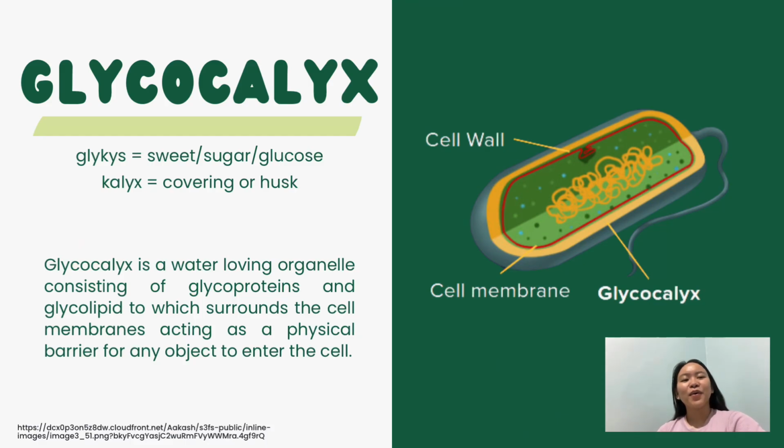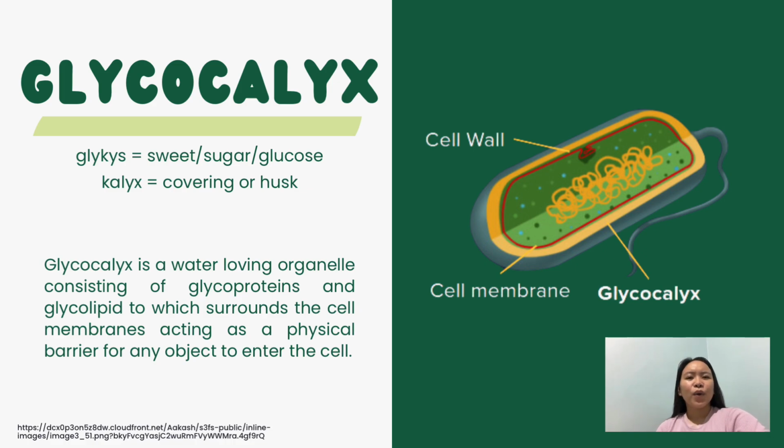Good day, everyone. We are here to talk about the glycocalyx organelle. First, let's break down glycocalyx. Glycocalyx, or glyx, means that it contains sweet, sugar, or glucose component. Next is calyx. In biology, calyx is the outermost covering of a flower pod. Here, it is the covering, or the husk, that protects the cell from any object entering it.